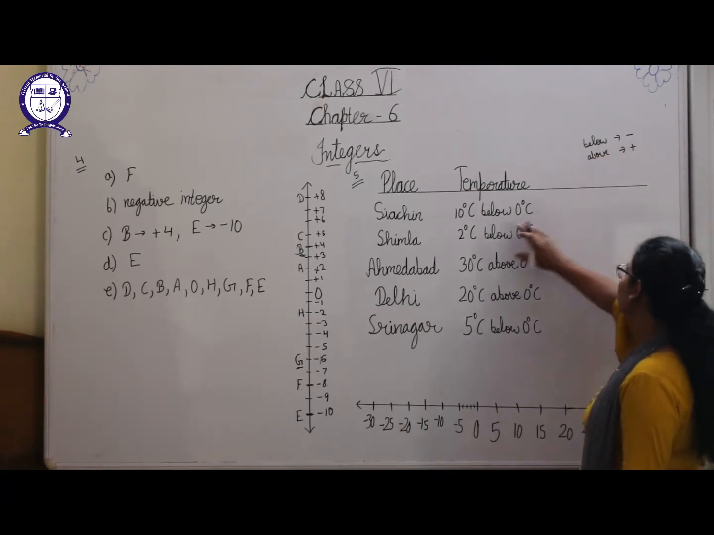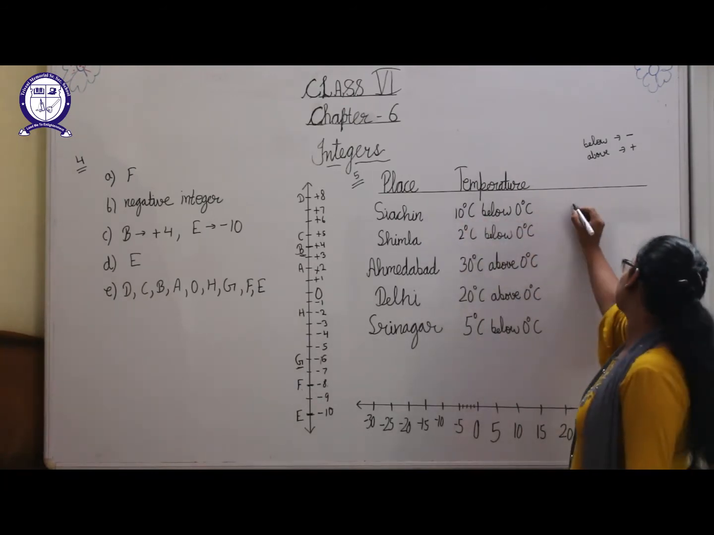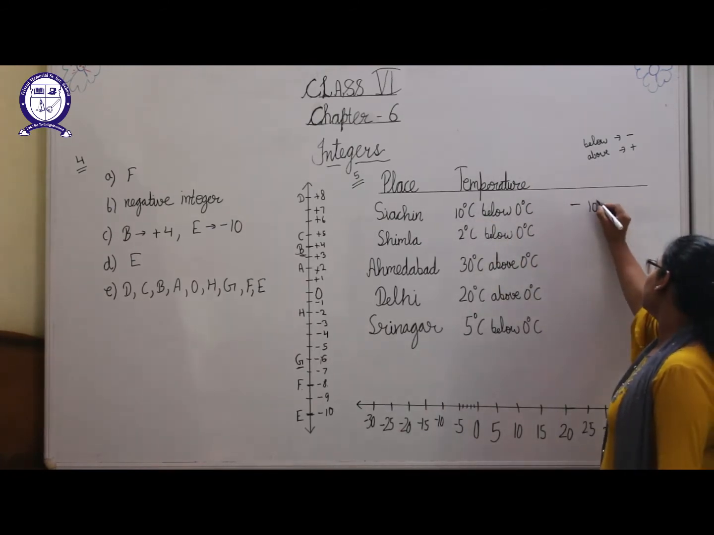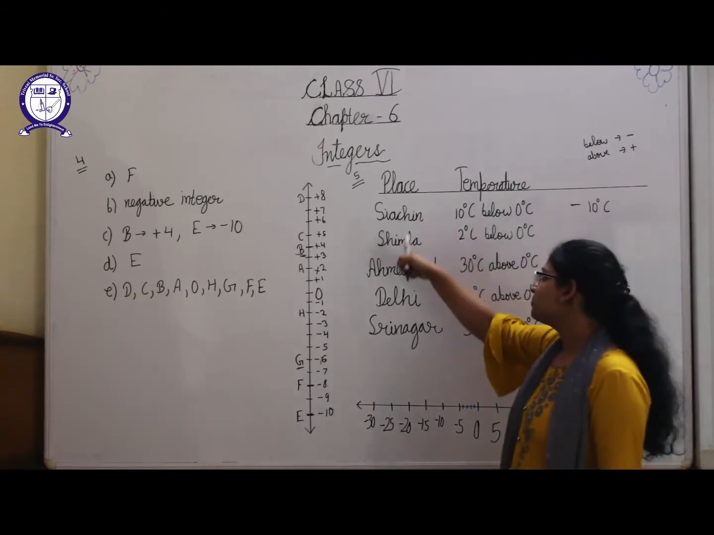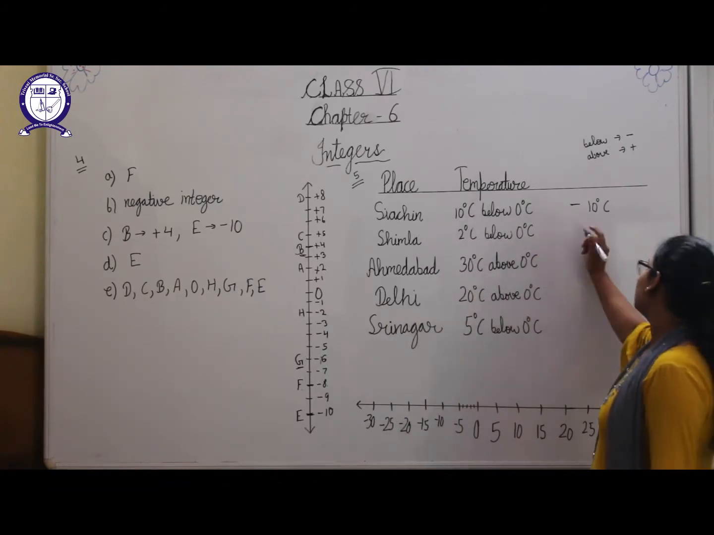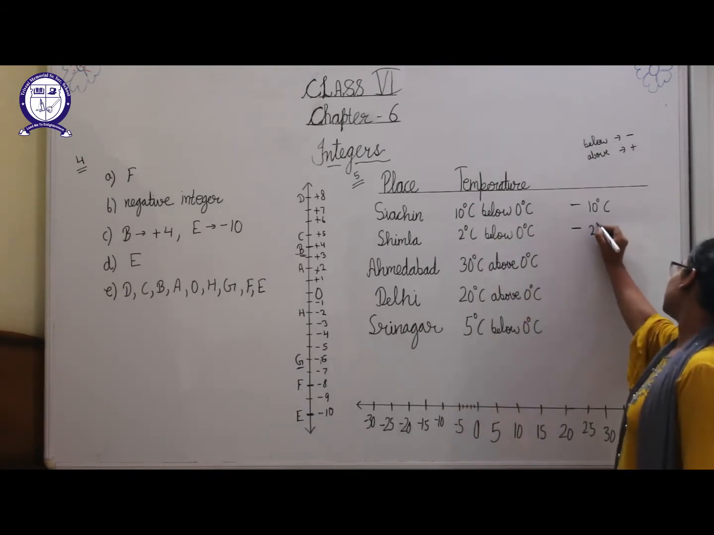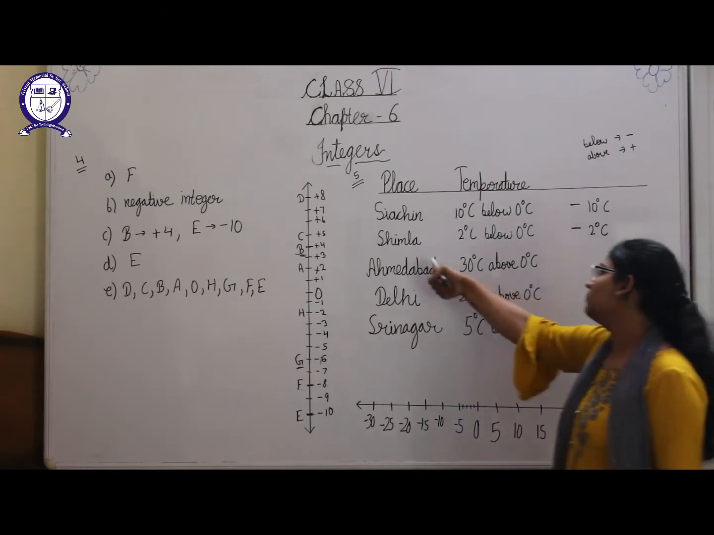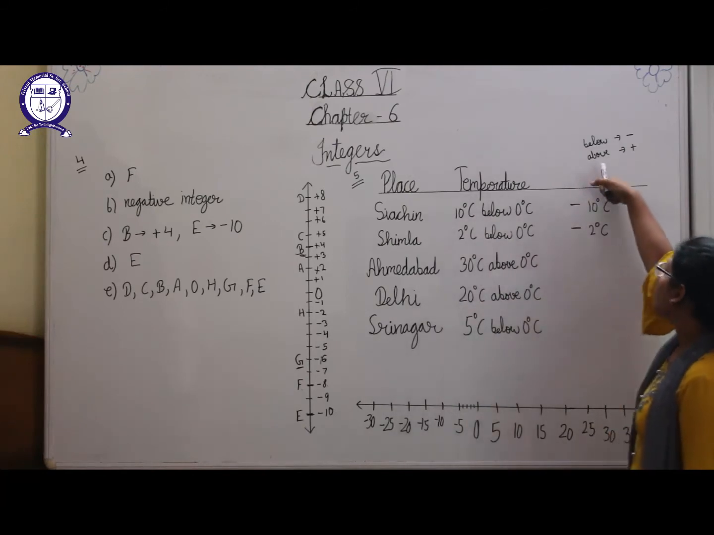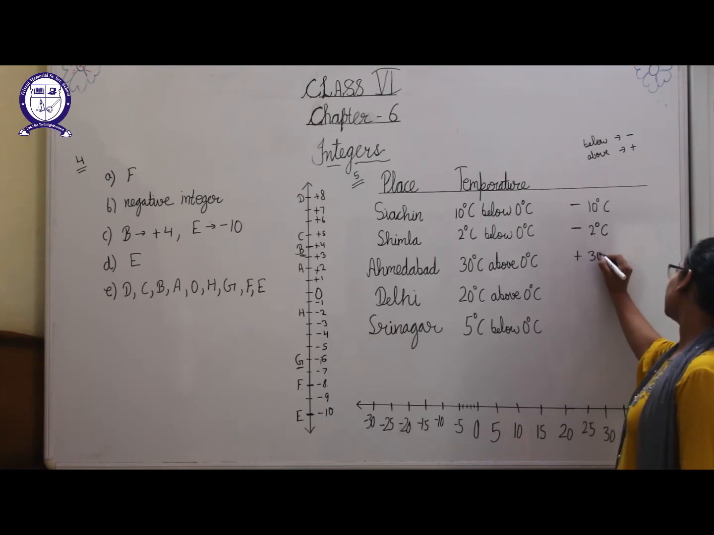Okay, so here it is 10 degrees Celsius below 0 degree. So it is below, so we will represent it with negative integer, or we can say -10 degrees Celsius is the temperature in Siachen. Now next is Shimla. Shimla is 2 degrees Celsius below 0 degree. So here it is below, so we will represent it with negative, -2 degrees Celsius will be the temperature for Shimla. Now next is Ahmedabad. Ahmedabad is 30 degrees Celsius above 0 degree. For above we are representing positive sign, so it will be positive 30 degrees Celsius.